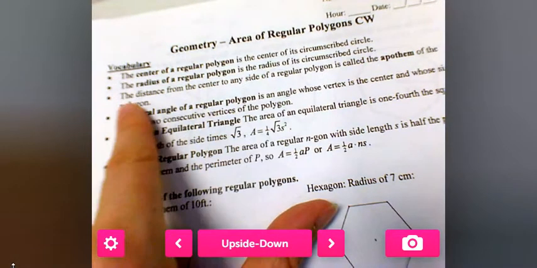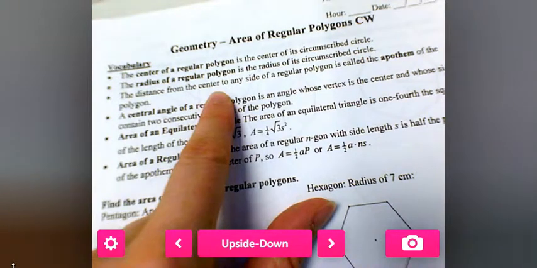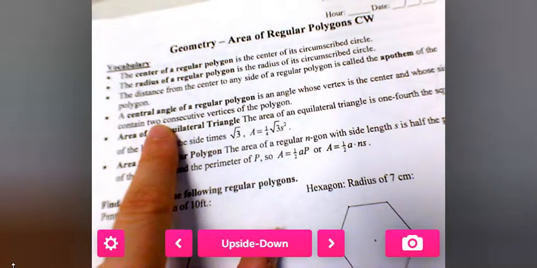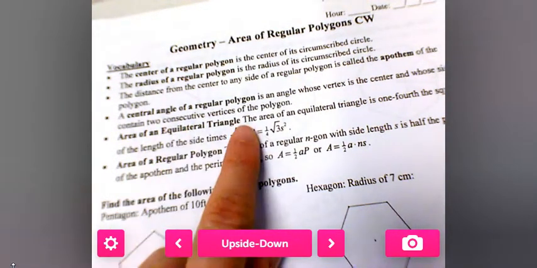The distance from the center to any side of a regular polygon is called the apothem of the polygon. And that's important because it's in the equation that we're going to talk about. A central angle of a regular polygon is an angle whose vertex is the center and whose sides contain two consecutive vertices of the polygon. We drew central angles yesterday, right? You guys kind of get that?